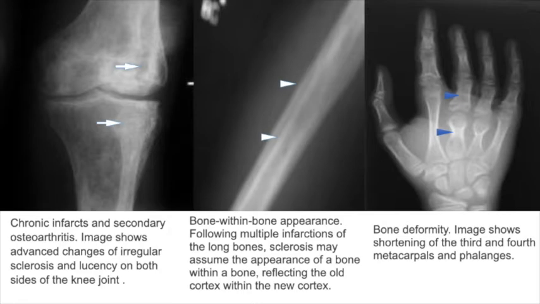What is marked by the head arrows? And then the other thing is bone deformity. Bone deformity, you can see it here. We have marked with the blue head arrows shortening of the third and fourth metacarpals or phalanges.